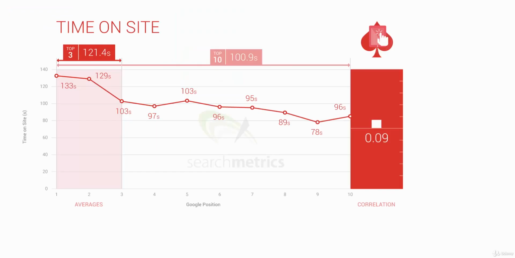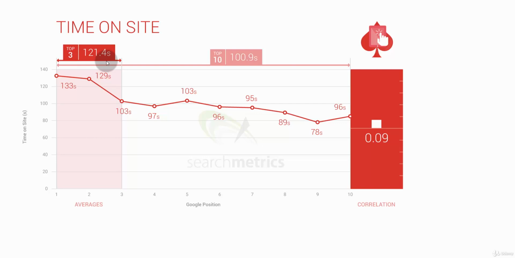Now let's come to the research. Here, the average time on site for the top 3 search results is 121 seconds. This 121 seconds doesn't mean time spent on a single page. It is the time spent on the entire site, so it could be divided between multiple pages.